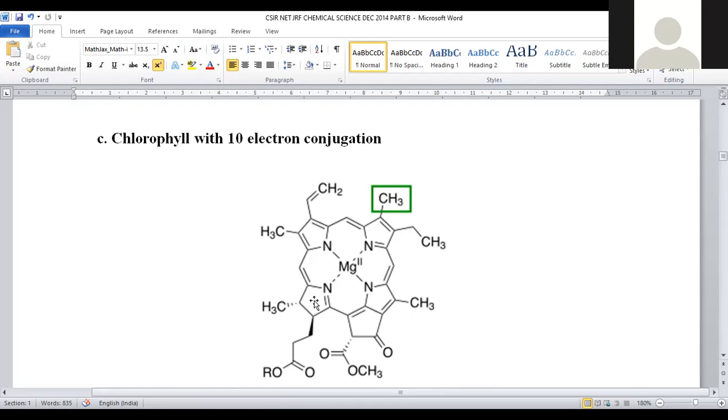So this is the kind of system called the chlorophyll, where again a peripheral ring system will be there around the magnesium. Again, let us count how many pi electron conjugations will be there. 1, 2, 3, 4, 5, 6, 7, 8, 9, 10. Total 10 pi electrons are available in this chlorophyll. 11 for heme, 6 for cyanocobalamin, 10 for this chlorophyll.